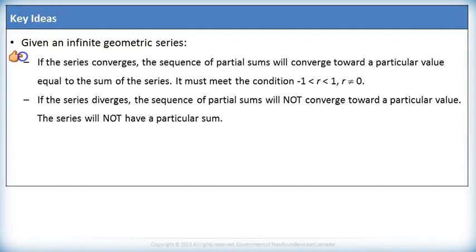In summary, if an infinite geometric series converges, the sequence of partial sums will converge toward a particular value equal to the sum of the series. It must meet the condition that the r value is between -1 and 1, where r is not equal to 0.